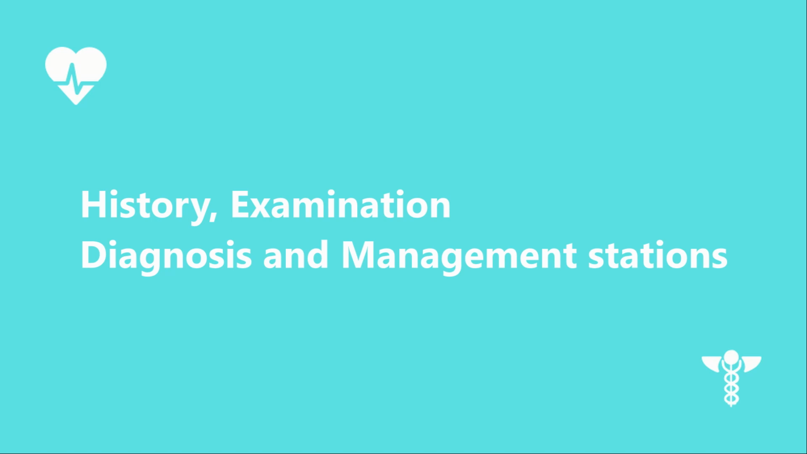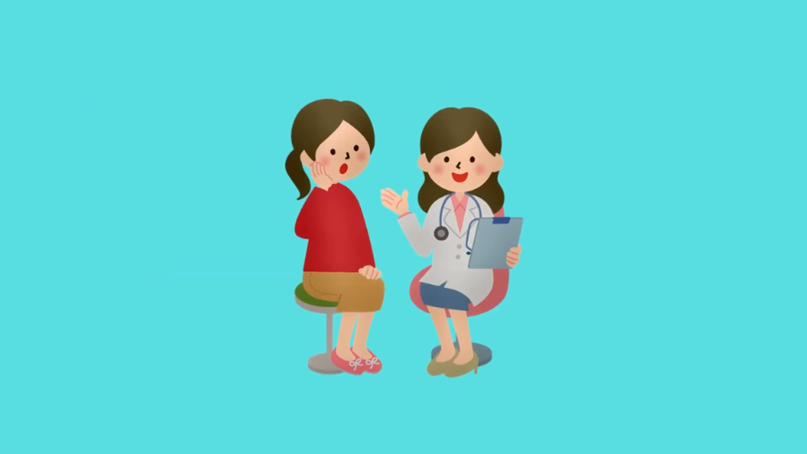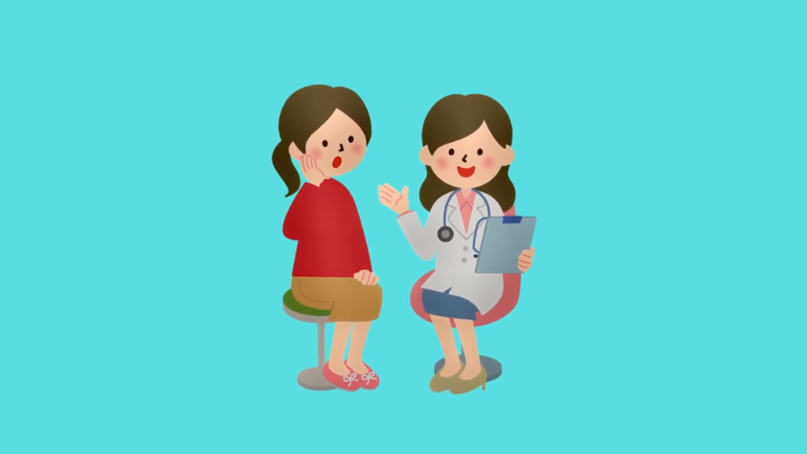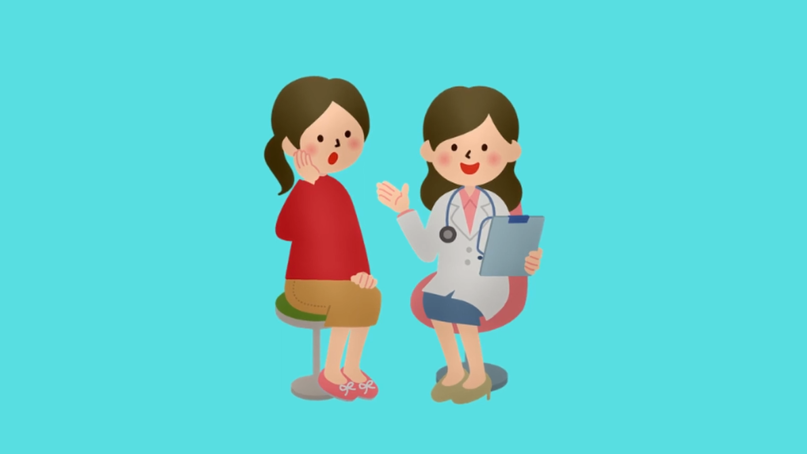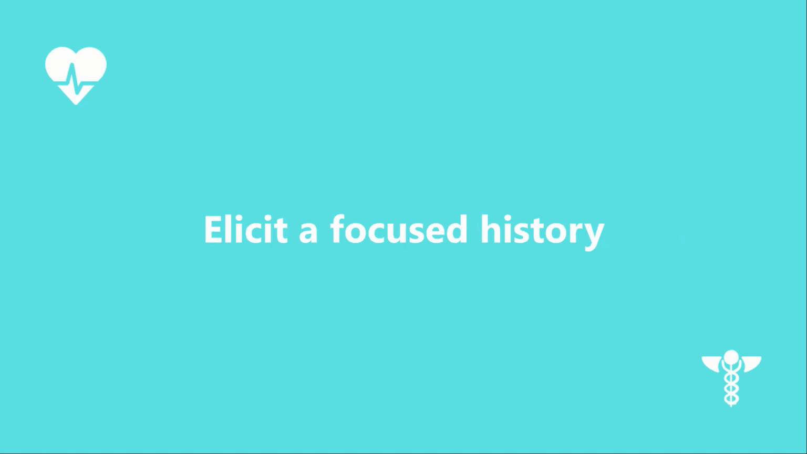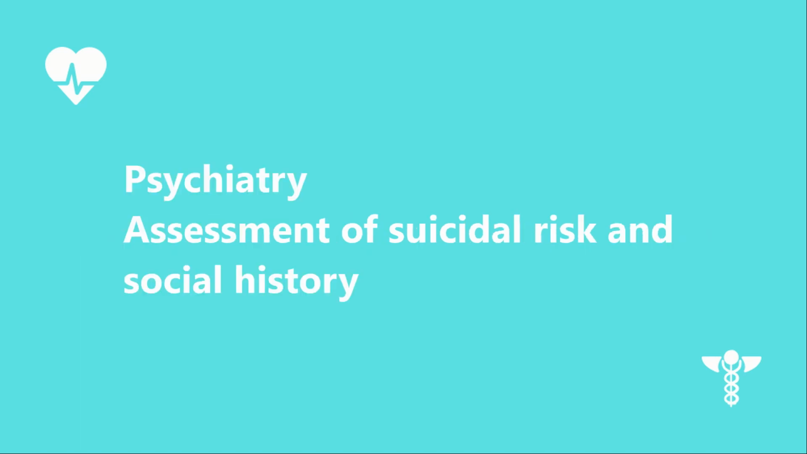The next category is history, examination, diagnosis, and management stations. These stations consist of seeing a patient in a typical clinical setting. You need to elicit a history, perform relevant examination, and discuss your management with the patient. The scenarios include various specialties such as medicine, pediatrics, and psychiatry. You need to ask relevant questions to elicit a focused history. For example, assessment of suicidal risk and social history are crucial elements in a psychiatric scenario.